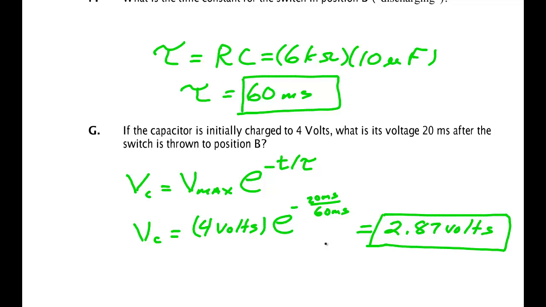So you want to understand the RCs in context of the other skills we've learned previously on DC circuits.